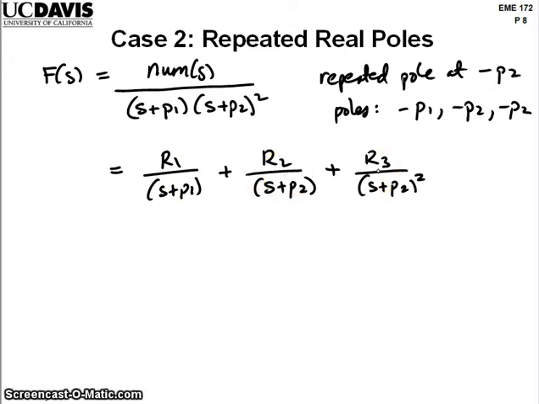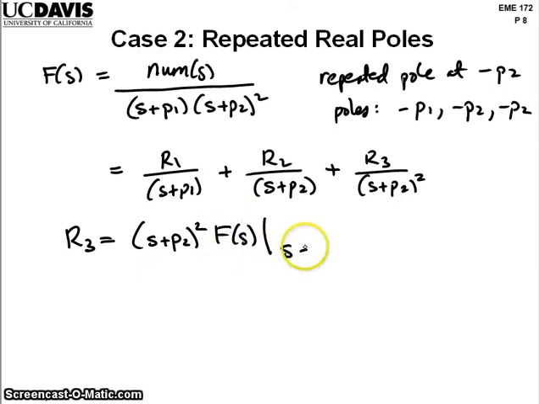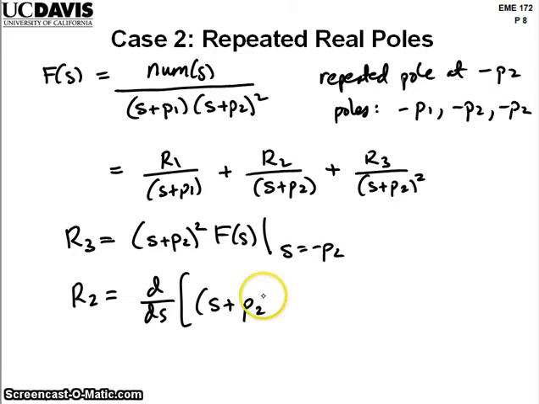Turns out that R3 is the easy one. R3 is equal to s plus p2 squared times F of s, the whole thing evaluated at s equals minus p2. So it's very similar to what I used to solve for R1. R2 is the tricky one. R2 is equal to d/ds of s plus p2 squared times F of s, evaluated at s equals minus p2.